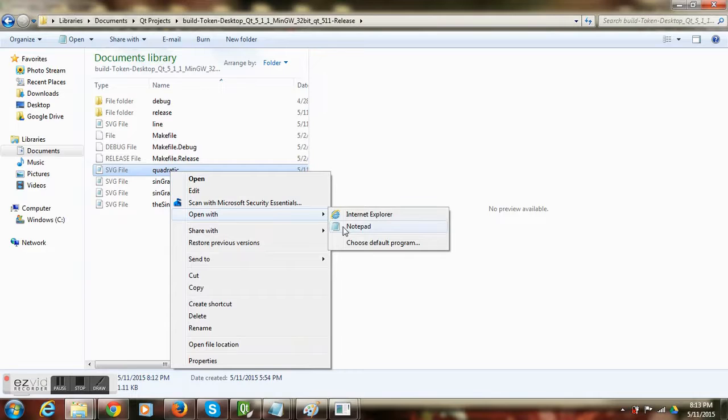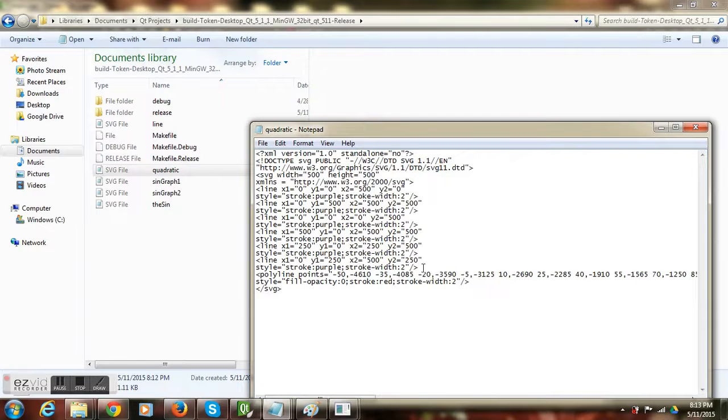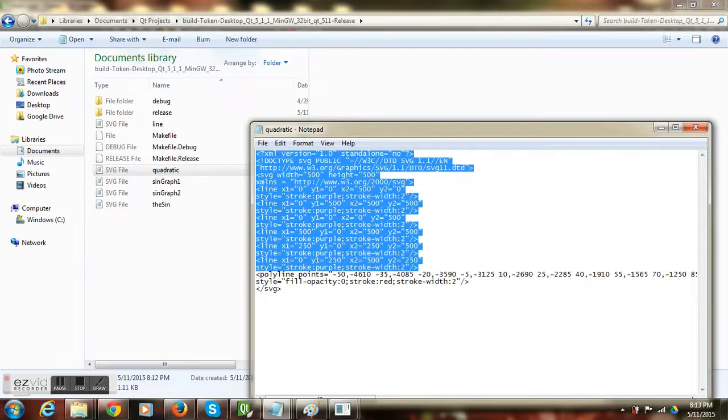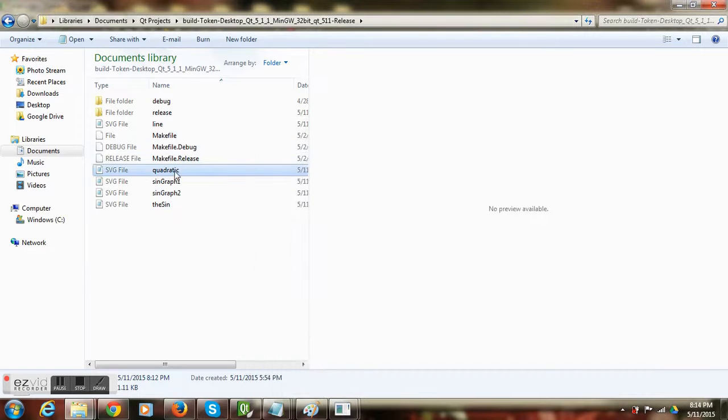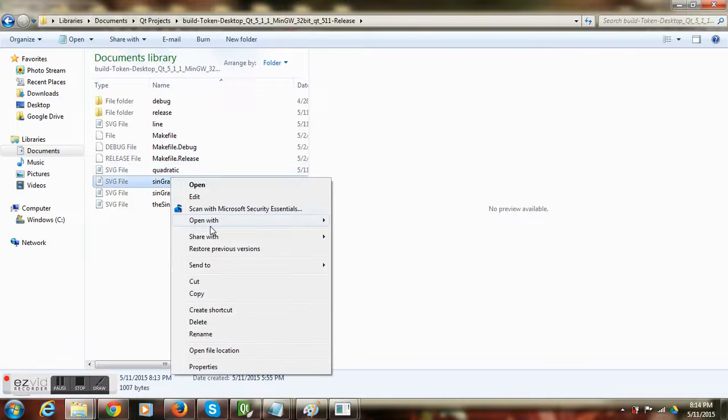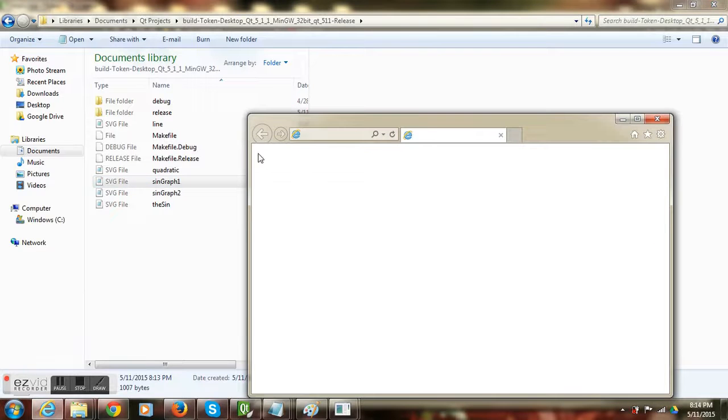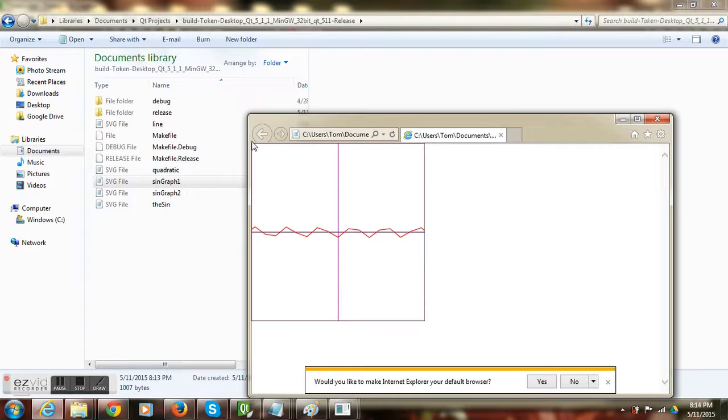We can see the code here. I'm going to open it with Notepad. All of this is preset. This is the purple line, the graph. And the bottom part is also preset. The only difference is the points after polyline points equals. You see how they're big numbers? The one is negative 4,610. The problem with SVG is that the origin is actually at the top corner. I'll show you here. Yeah, it's right there at the top corner.